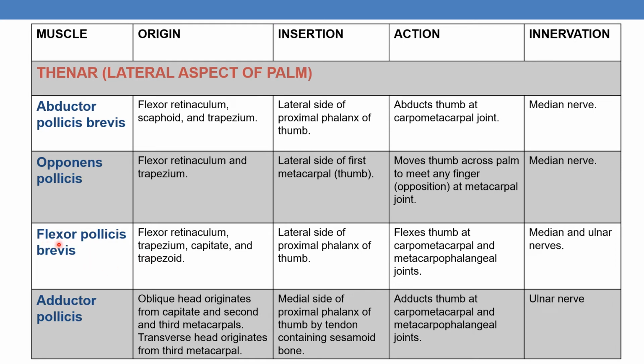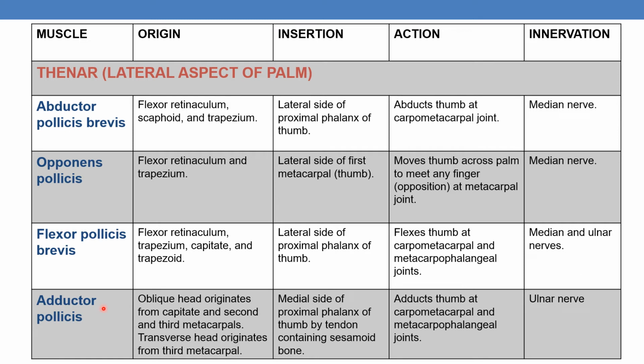Next is flexor pollicis brevis. Flexor means it performs flexion. Flexion means reduction in the angle between joints. So the origin of flexor pollicis brevis is flexor retinaculum, trapezium, capitate and trapezoid. Coming to the insertion, the lateral side of proximal phalanx of thumb. Action is it flexes the thumb at carpometacarpal joint and the metacarpophalangeal joints. Coming to the innervation, it is innervated by median and ulnar nerves.